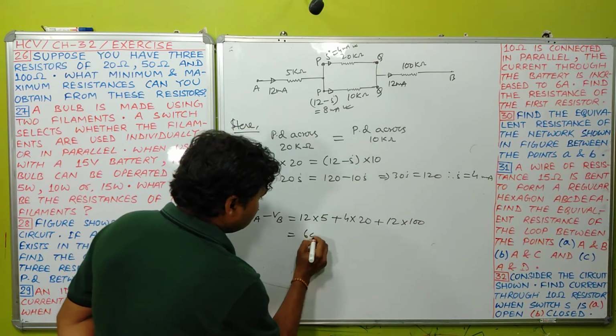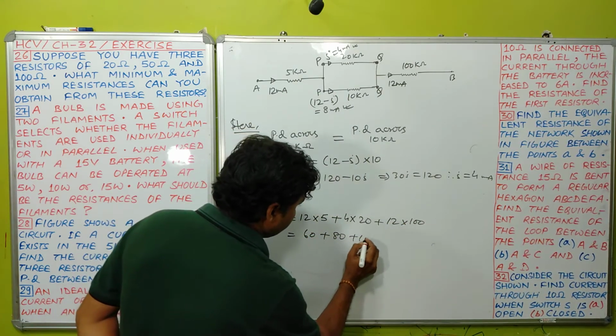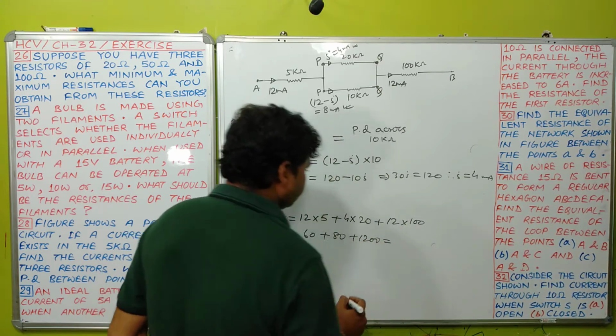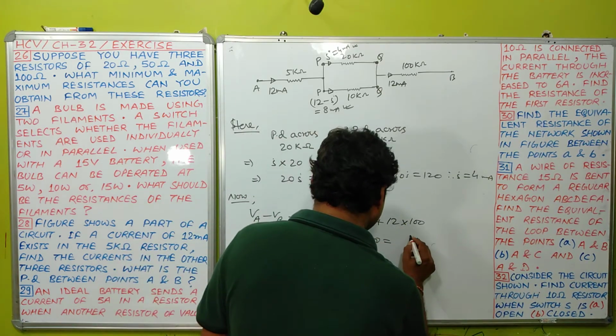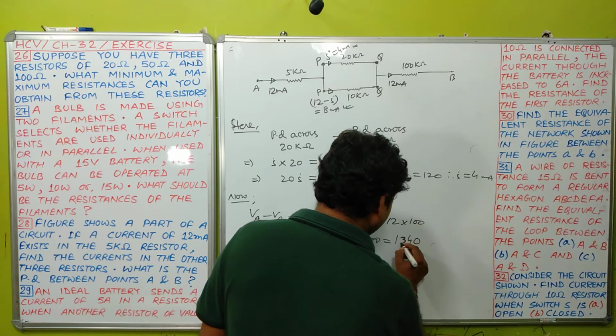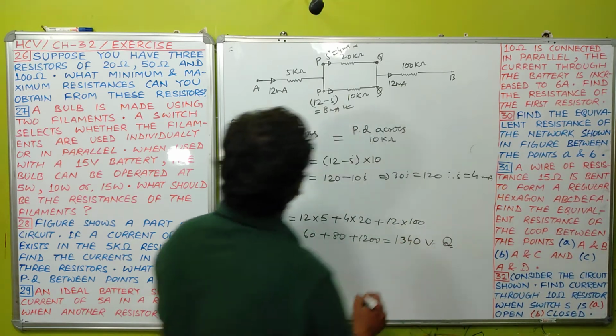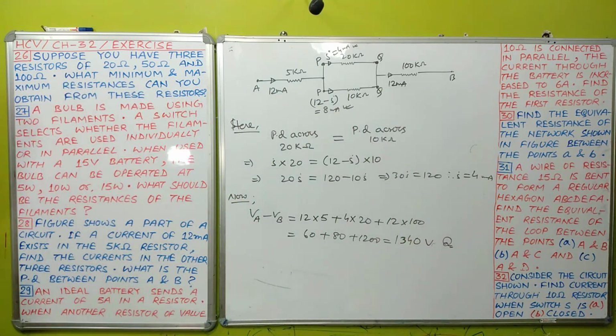So this is 60 plus 80 plus 1200. So this will be 1340 volt is your answer. 1340. This is your question number 28. We are solving question number 28. Now let us move towards question number 29.